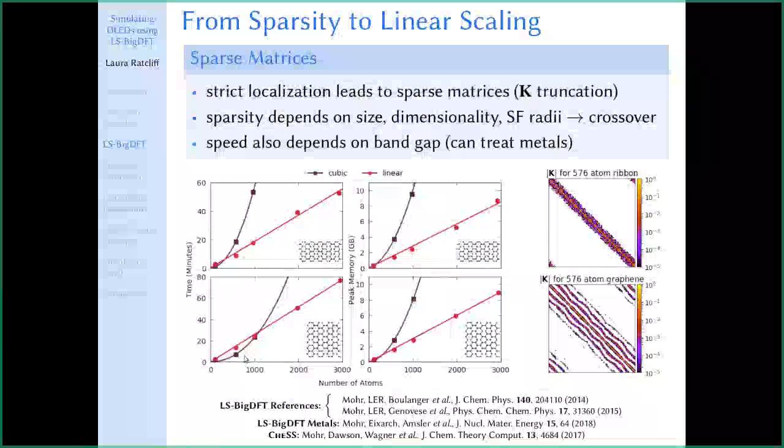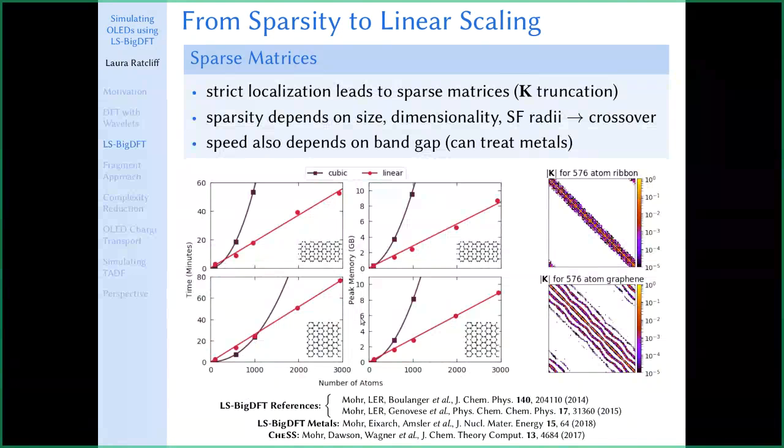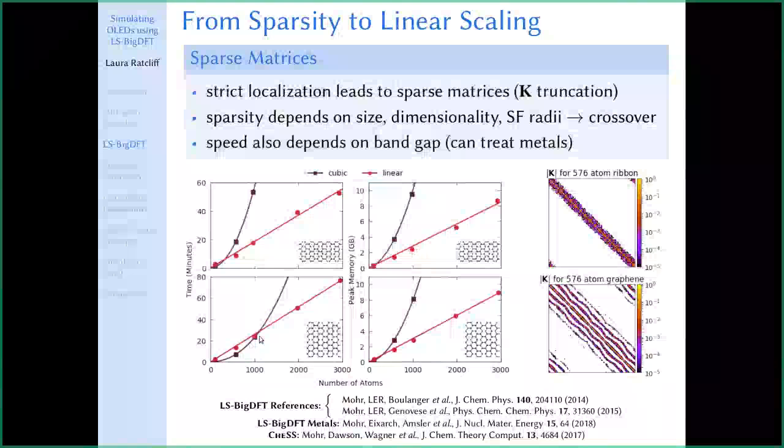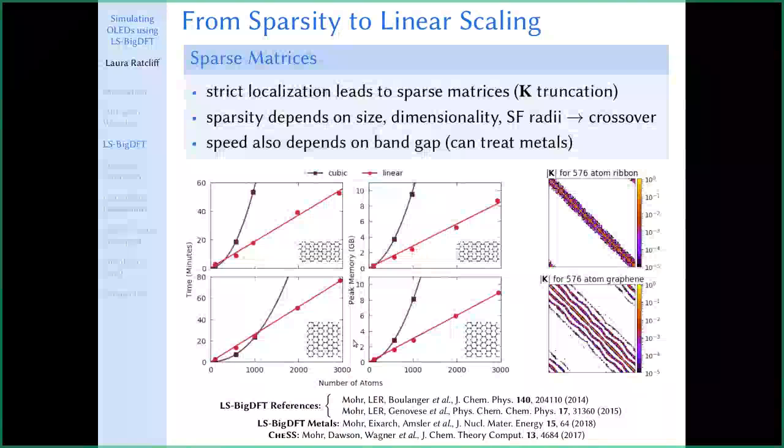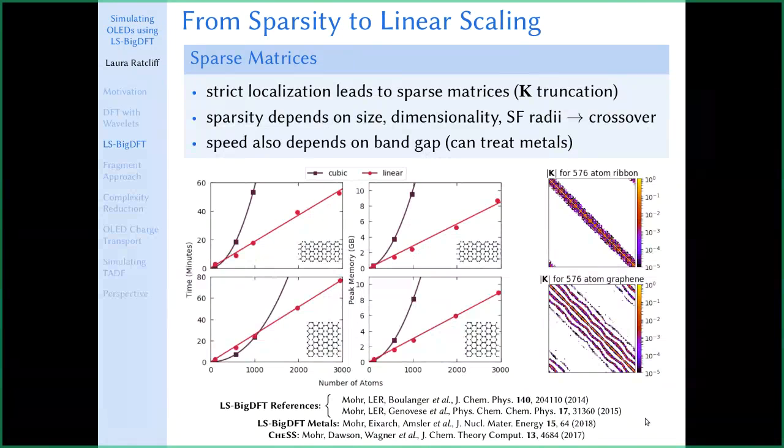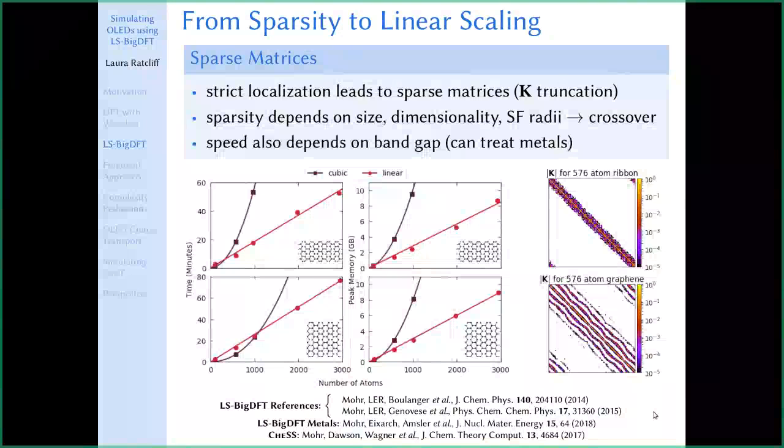So usually this crossover is somewhere of the order of a few hundred up to about 1,000 atoms. But you can see that the approach is nice and linear scaling. Here I'm only showing up to about 3,000 atoms, but we can treat it to the order of tens of thousands of atoms, and usually are working at the several thousand to 10,000 atom regime.